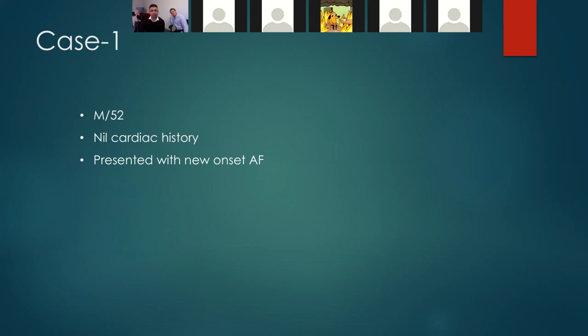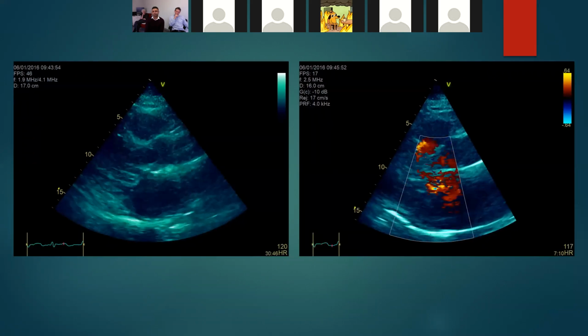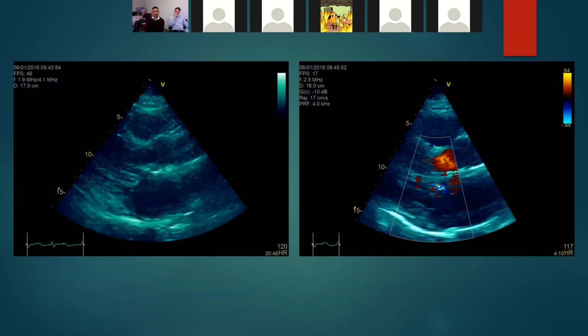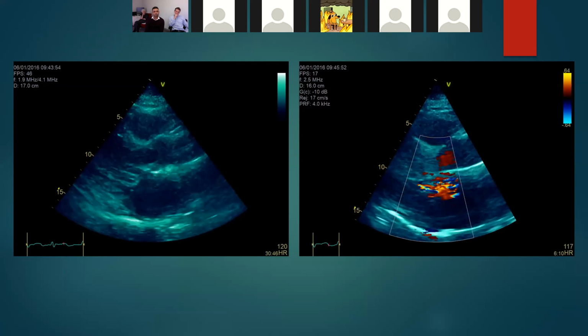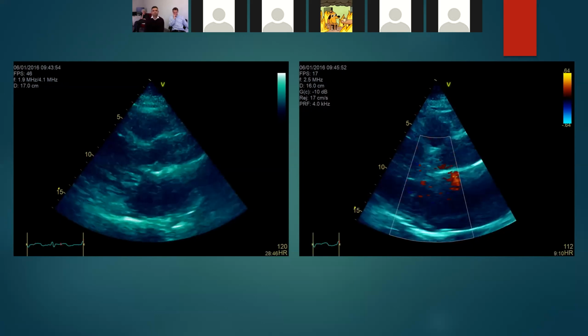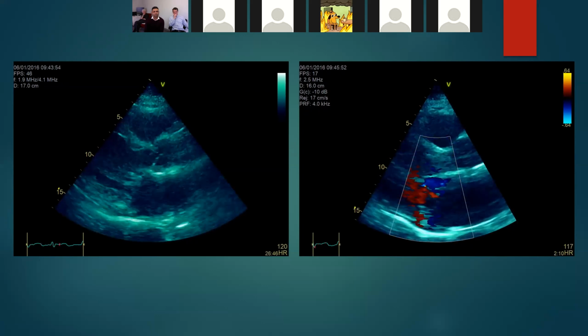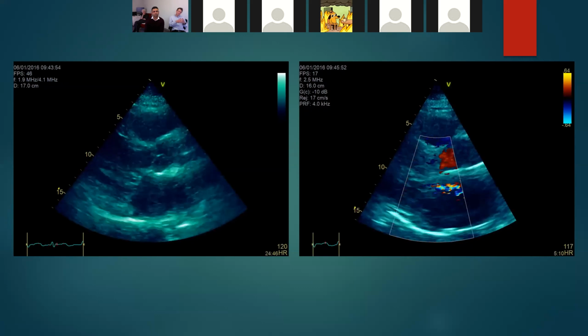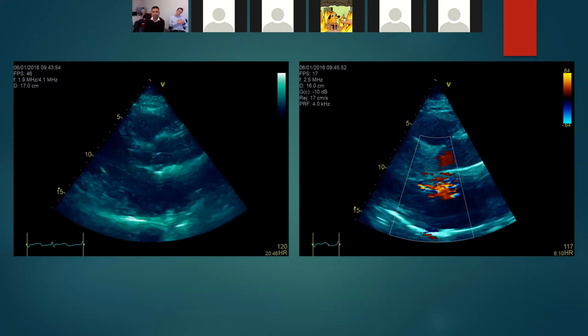So, a 52-year-old gentleman, no cardiac history, presented with new onset AF, and someone ordered an echo just to evaluate this atrial fibrillation. I can see the left atrium looks dilated. It's not a great resolution of the mitral valve, but you get the suspicion, just without colour, that there's some prolapse of both leaflets, possibly more of the anterior actually.